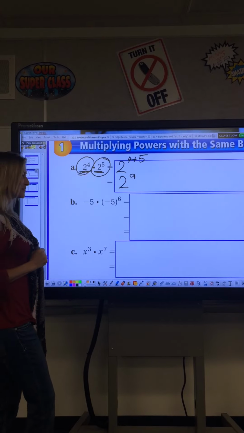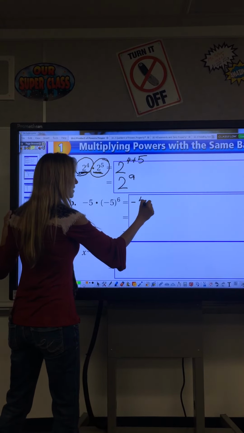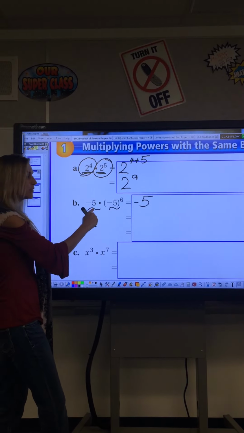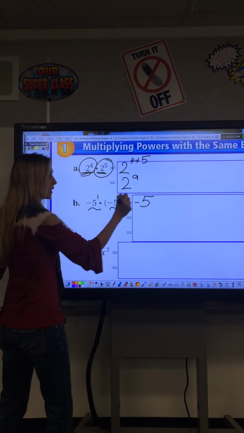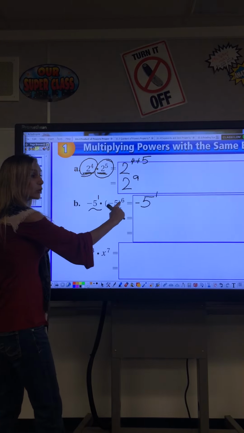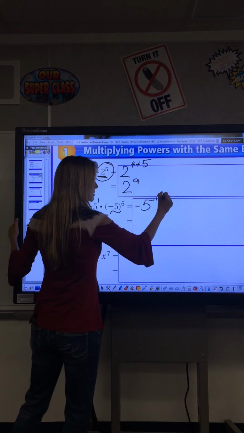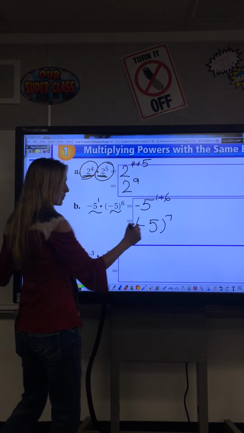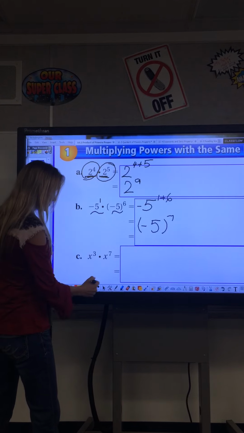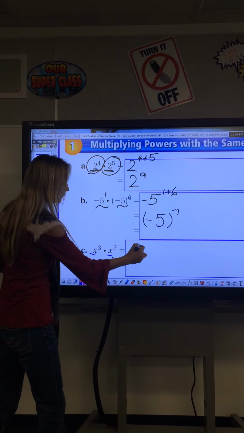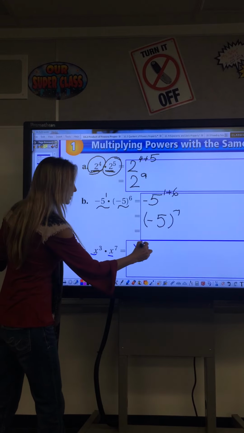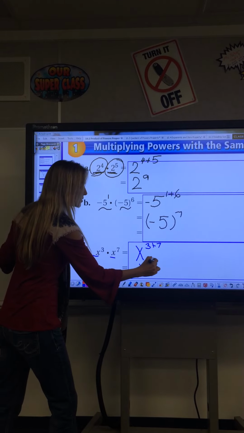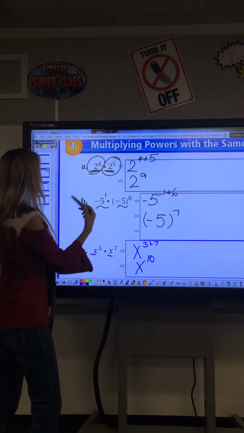In here, I have negative 5 as the base for both. How many negative 5's do I have in here? We said there is one. Let's not forget that one, right? And in here we have 6. So 1 plus 6, we have negative 5 raised to the 7th power. Same in here. The base for both of them is the same, x. We have 3 of them in here and 7 of them in there. So the answer is x to the 10th power. Let's look a little deeper.